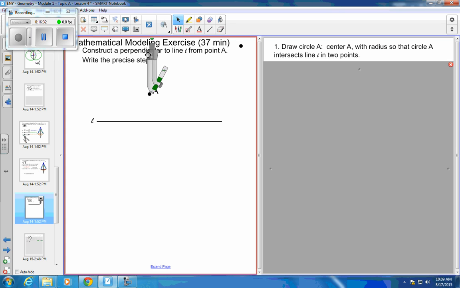Okay, so I'm going to take my compass, now that I've got my point A and my line L, and I'm going to adjust it to make sure it crosses this line L twice.